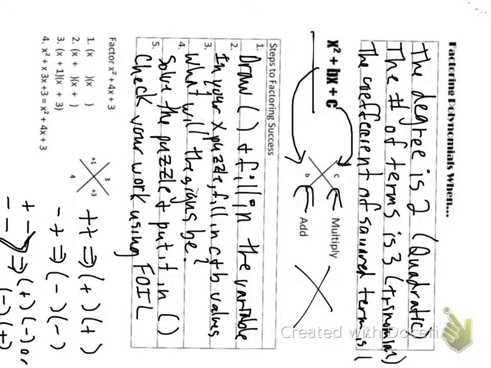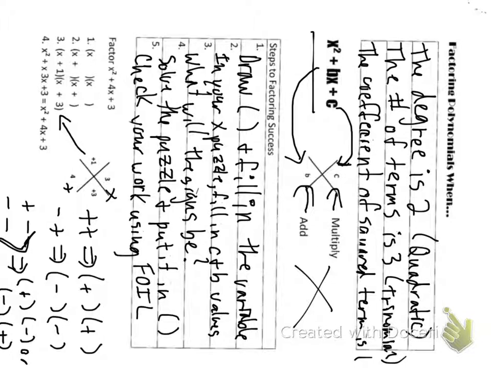Now we're solving the X puzzle. Once again, we want to see which 2 numbers multiply to give us 3 and also add to give us 4 at the same time. So I'm thinking of factors of 3. Well, there's only 2 factors of 3, 1 and 3. So I need to check. They do multiply to give me 3. Now I need to check to see if they add to give me 4. They do. So I fill in my X puzzle with this plus 1, this plus 3, meaning positive, and then I fill it into my parentheses over here.